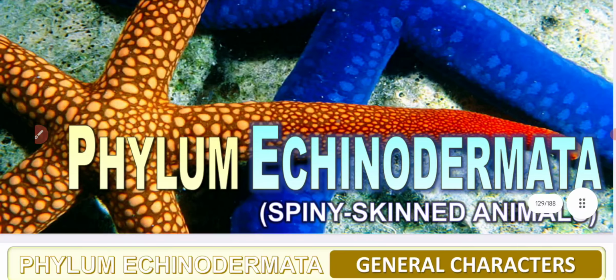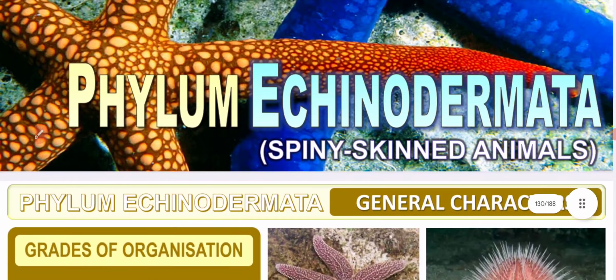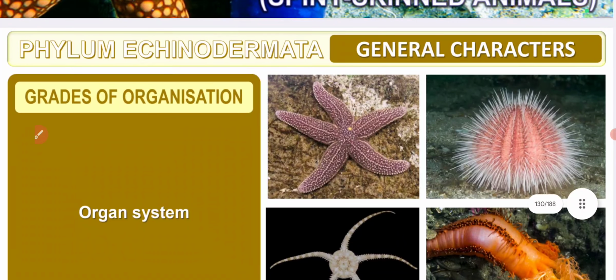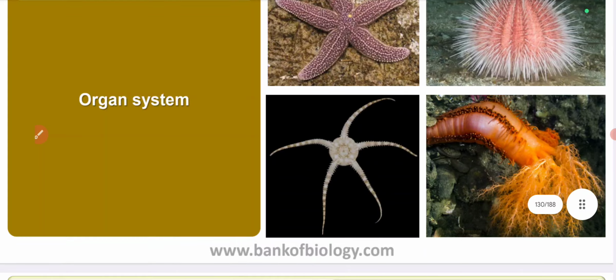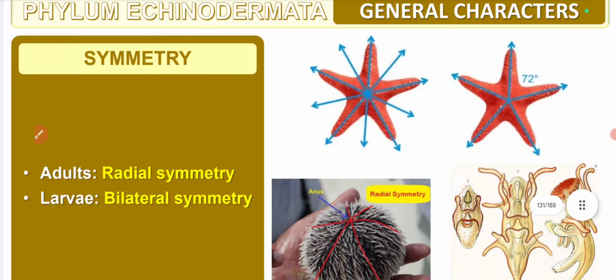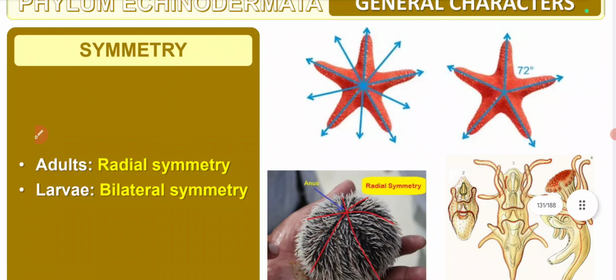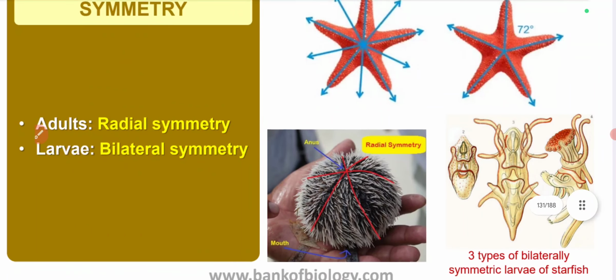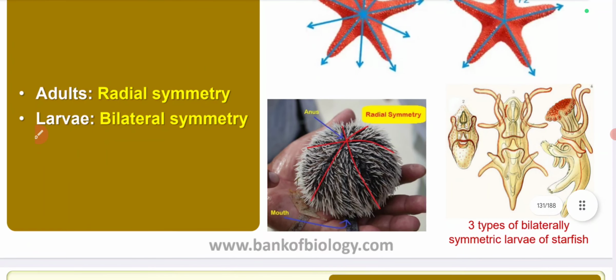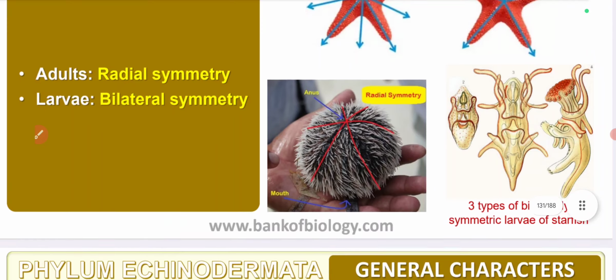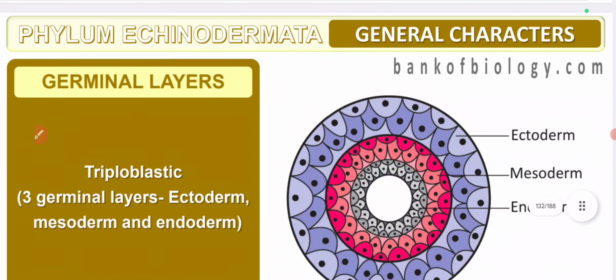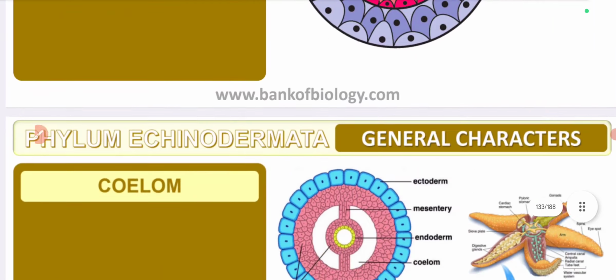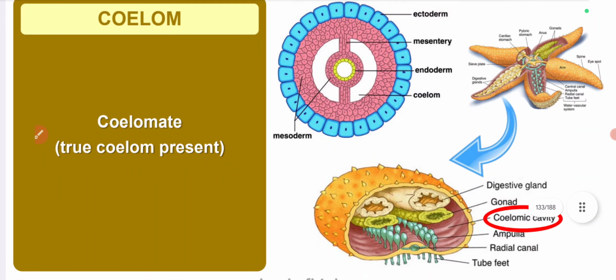Now next phylum, Echinodermata. Spiny skinned animals. Organization is organ system level of organization. Symmetry: adults have radial symmetry. As you can see in the diagram, the larva has bilateral symmetry. Three germ layers are present, and a proper coelom means true coelomate animals.